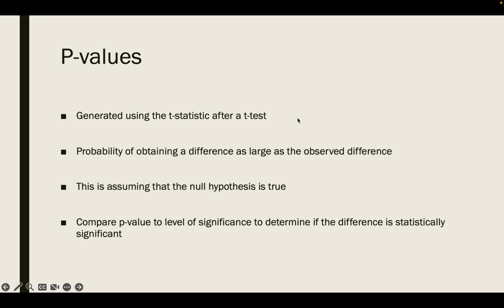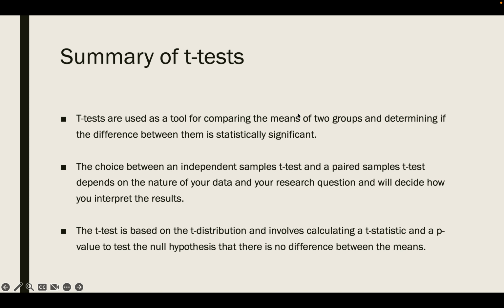That's a little more about how t-tests work. So we talked about the different types. We can go to a summary here of t-tests. T-tests are used as a tool for comparing the means of two groups and determining if the difference between them is statistically significant. That's the overall purpose in general. There's two different types. The choice between an independent samples t-test and a paired samples t-test depends on the nature of whatever you're researching and your research question, and will decide how you interpret the results.